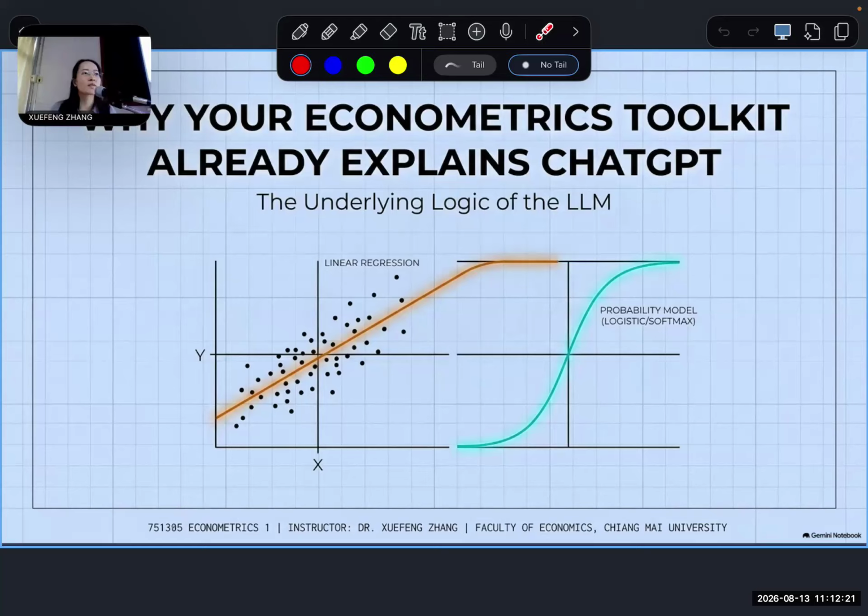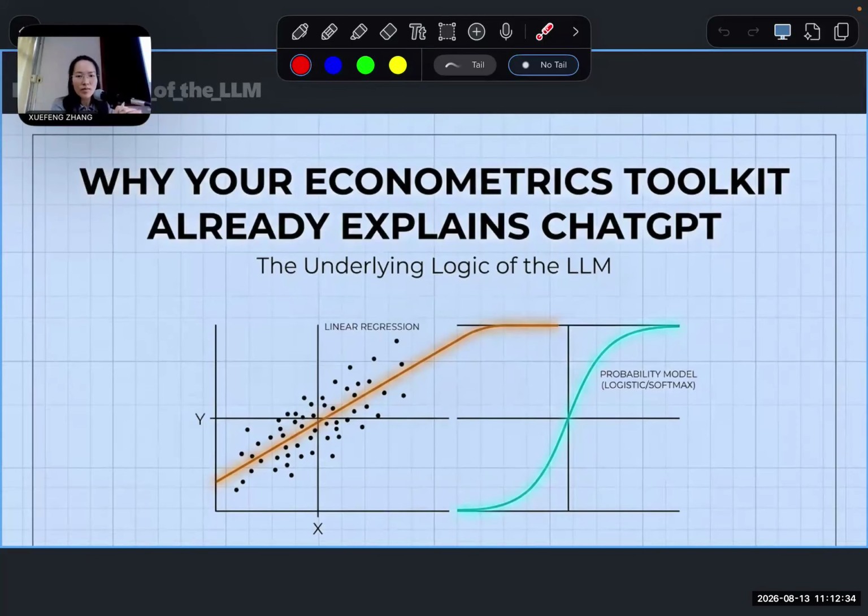Claude? Okay. So today I want to share with you what is the underlying logic of those kind of AI. Today we're gonna take a short detour, and I promise it connects directly to what we are about to study: logit, probit, and multinomial choice models, right? So let's look at this picture.